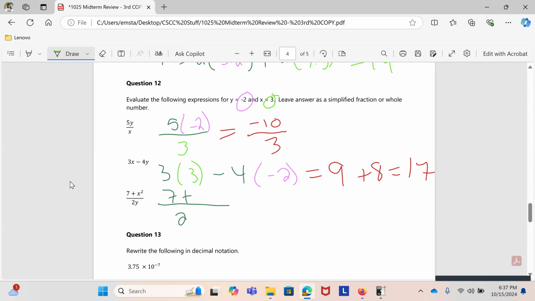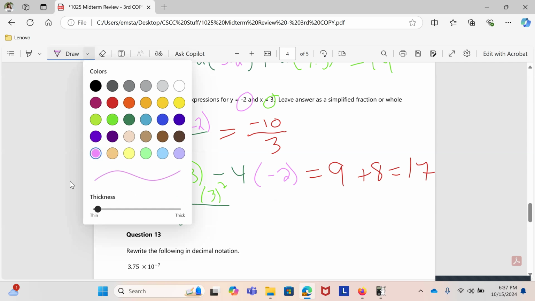X was the bright green. 3. So then I have to do 3 squared. Notice I put it in parentheses. If it was a negative, I absolutely need the parentheses in there. If it wasn't, it doesn't affect things too much, but it's safer to put it in.